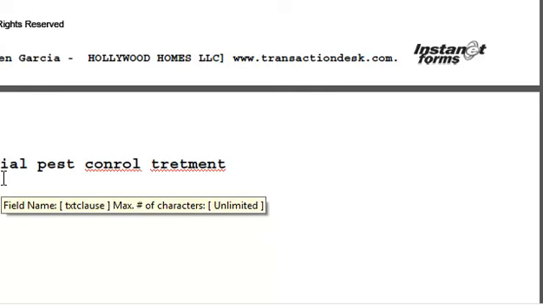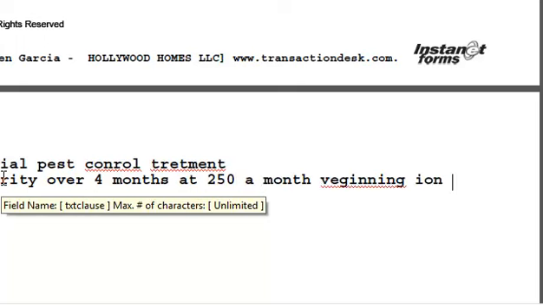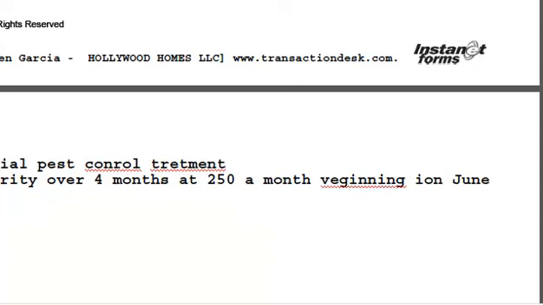Tenant will pay security over 3 months. We're going to put 4 months, over 4 months at $250 a month, beginning on June 1, 2012. What we're doing here is putting in some special clauses, things we've discussed that the tenant may want.